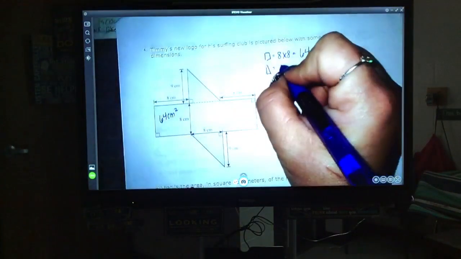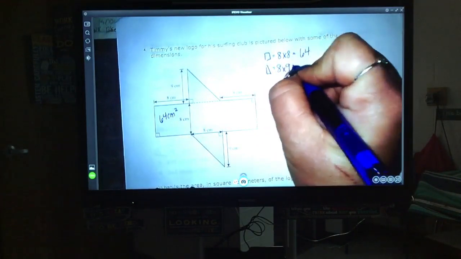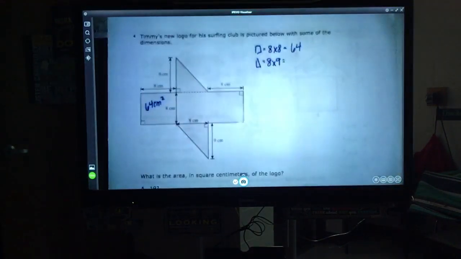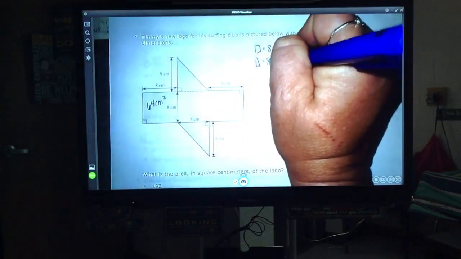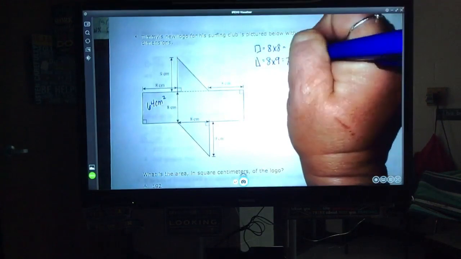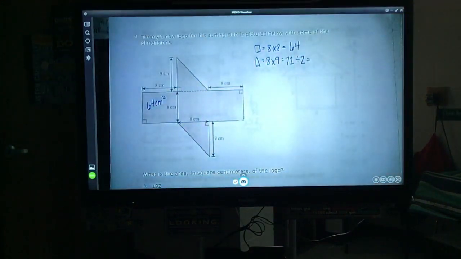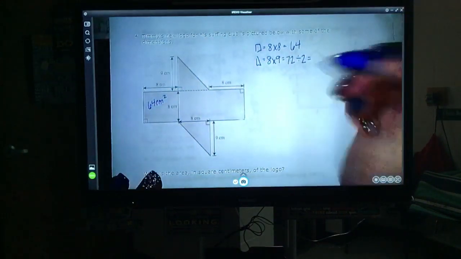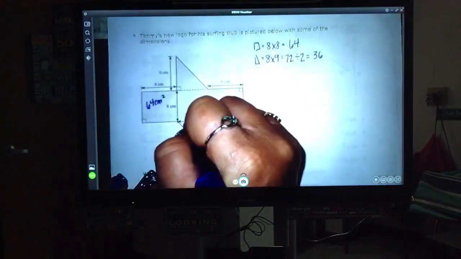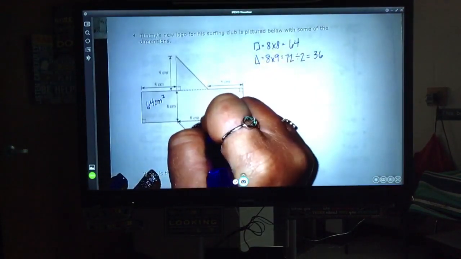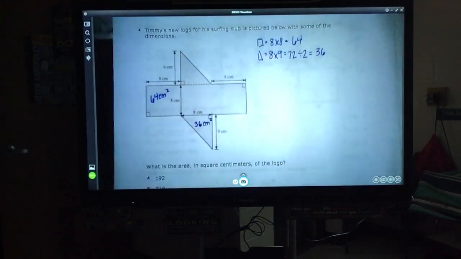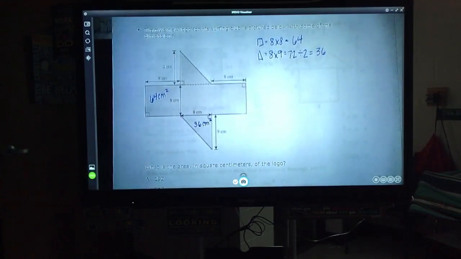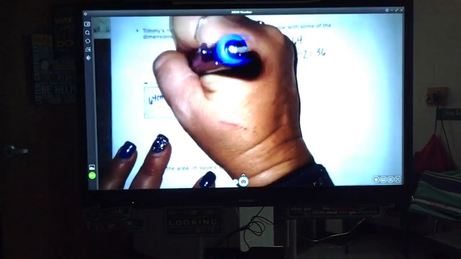Okay, so I'm gonna do 8 times 9, which, raise your hand and tell me, what is 8 times 9? Troy? 72. All right, and then I'm gonna divide 72 by 2, which is gonna give me what? Gemma? 36. All right, so this is 36 centimeters squared. What do you notice about this triangle and this triangle? Troy? They're the same. Right, so do I have to do any work for that top triangle? Nope, because I already know it.